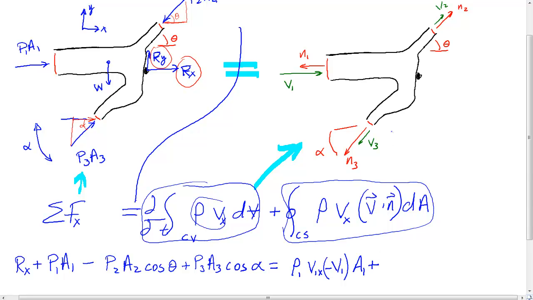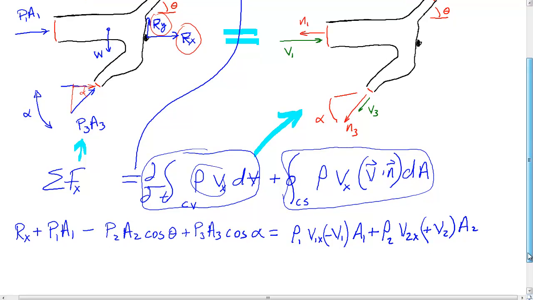Well, let's go to 2. Here's 2. Now we have to be really careful here. Rho 2 doesn't do anything. What is V2x? Well, we'll address that in a moment. But let's address the dot product. It becomes a plus V2 and then A2. And then finally, I get rho 3. What's the velocity 3, the x component? I'm going to hang on to that, and then I'm going to be looking at the V3 and the N3, same direction.